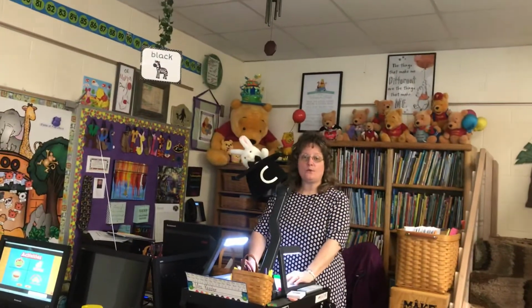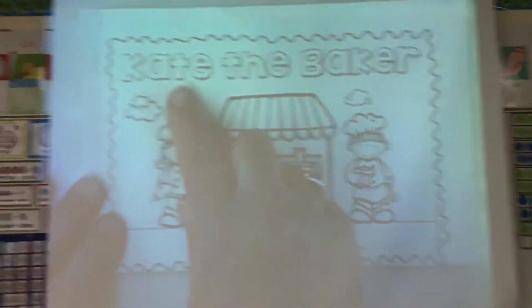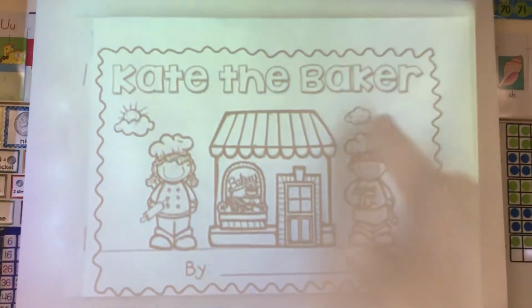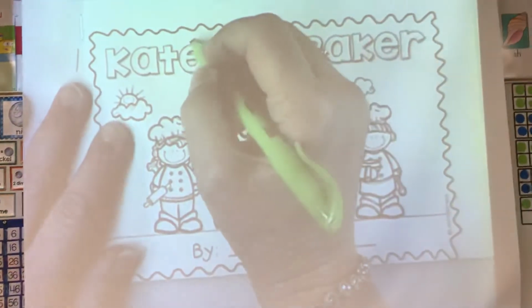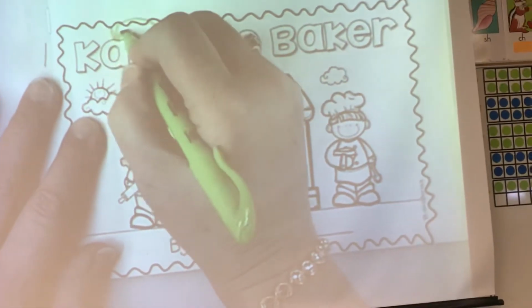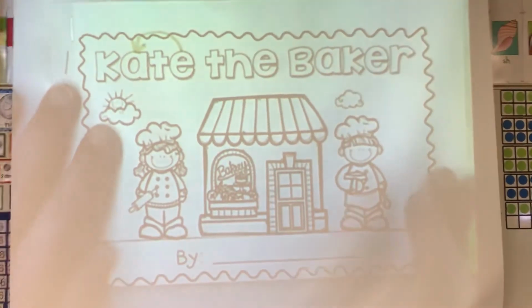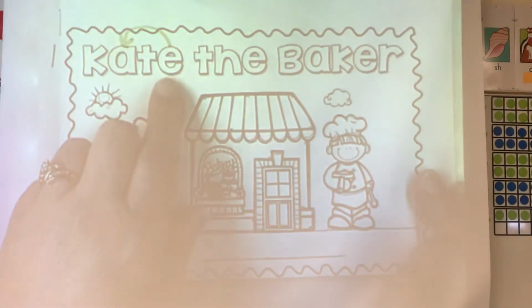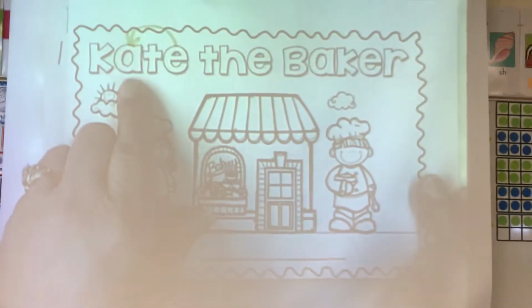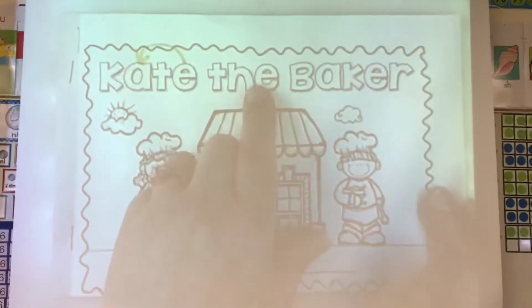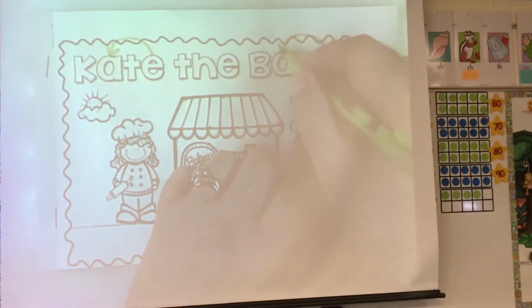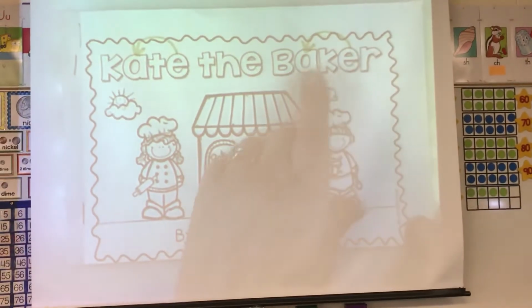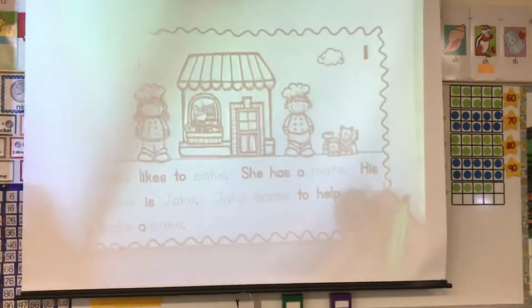Okay, everybody, you need your highlighter. We are going to work on our book called Kate the Baker. With your highlighter, I want you to draw an arrow from the E to the A. That makes that word Kate. The E makes the A say A. Kate the Baker. Draw an arrow from the E to the A. The E makes the A say A.